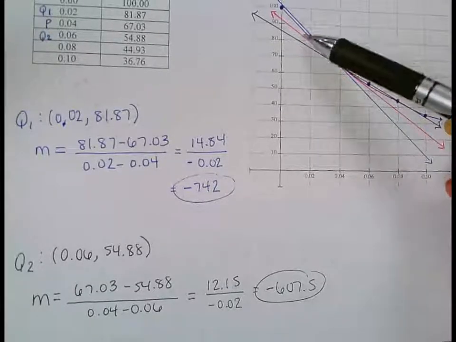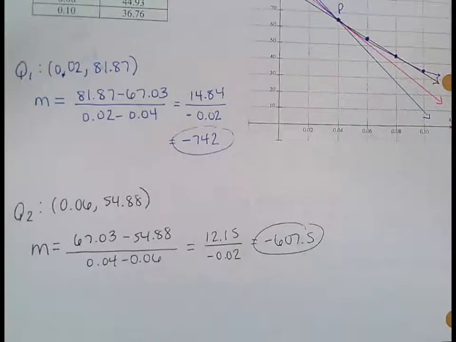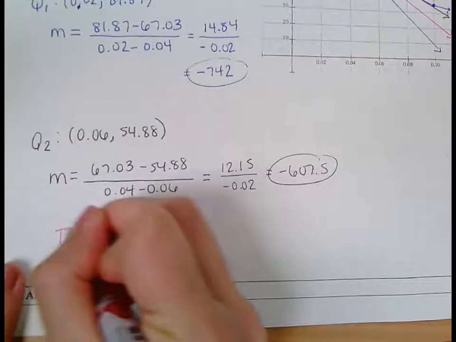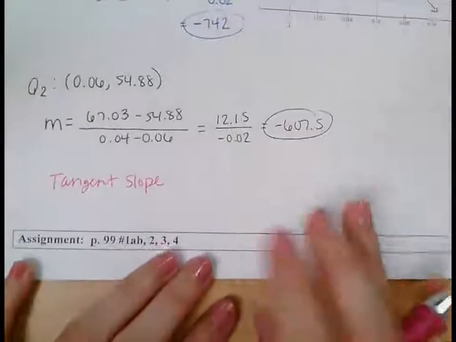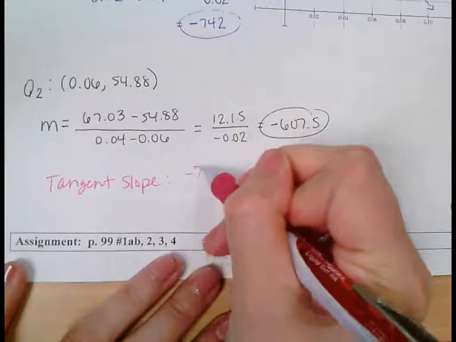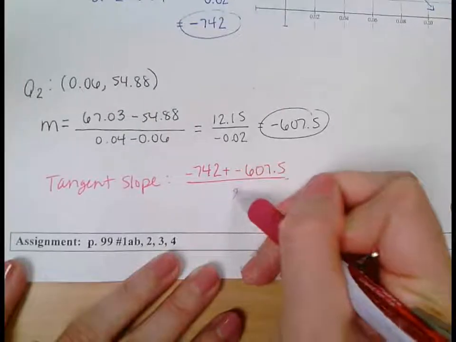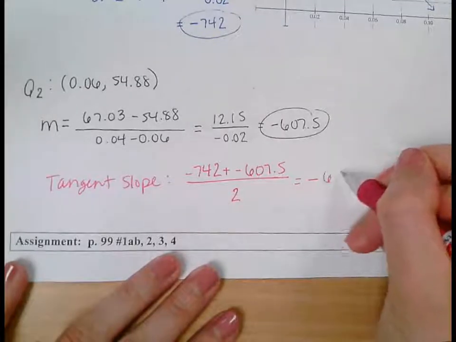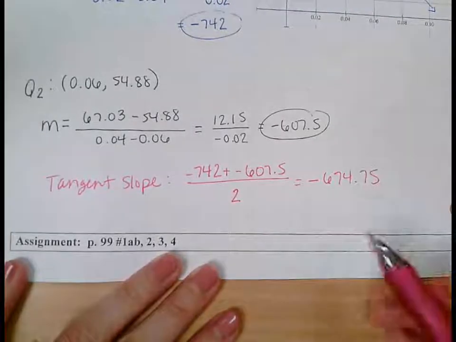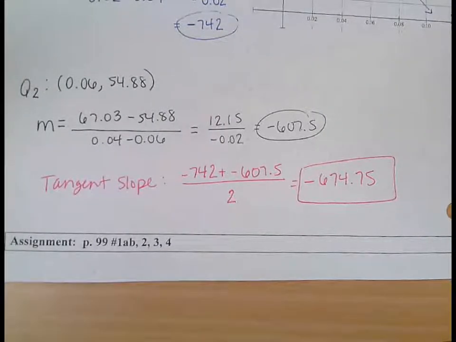And this was just to show you the tangent line is in between, so the slope should be in between their slopes as well. So if I average those two slopes, does anyone have what that is? The tangent slope averaging negative 742 and negative 607.5. So add them together, divide by 2. All right, does that make sense?